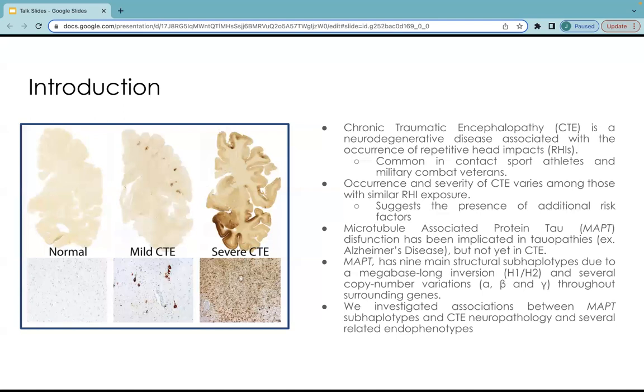Due to MAPT's role in tauopathy and its propensity for mutation, we have investigated associations between MAPT subhaplotypes with CTE neuropathology and related endophenotypes, such as tau burden in different brain regions.